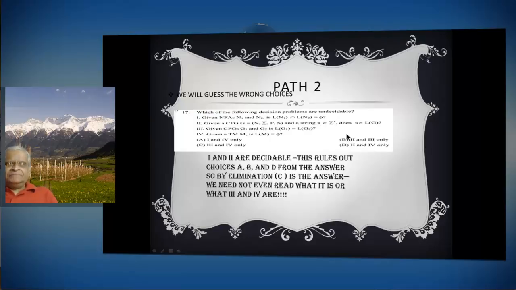So A, B, and D: 1 should not be there, 2 should not be there. So A, B, and D can be ruled out. By elimination, C must be the answer. We need not even read the rest of the question or read what C is, or whatever 3 and 4 are. This method of elimination is based on the IP equals PSPACE theorem of computational complexity.